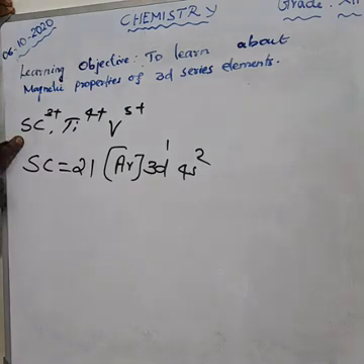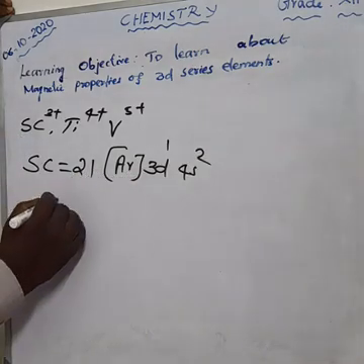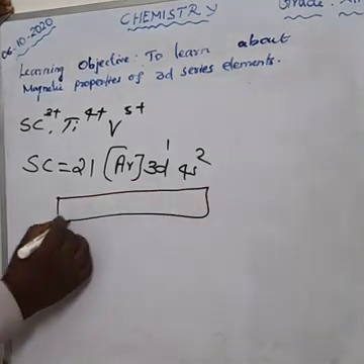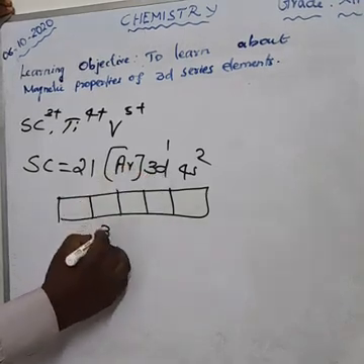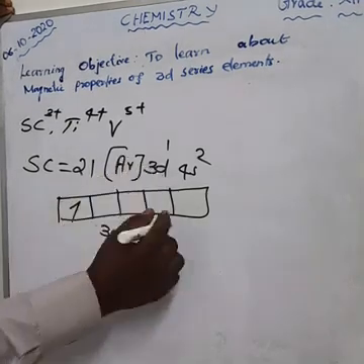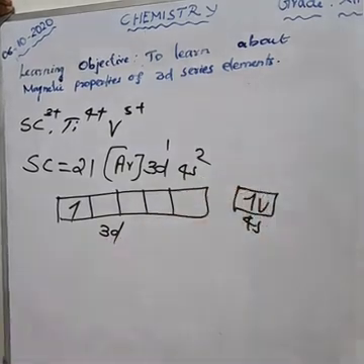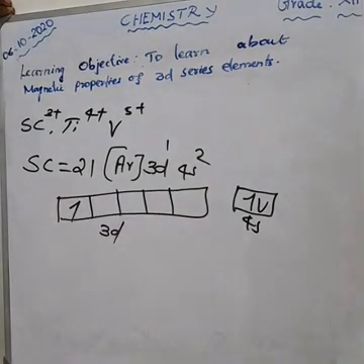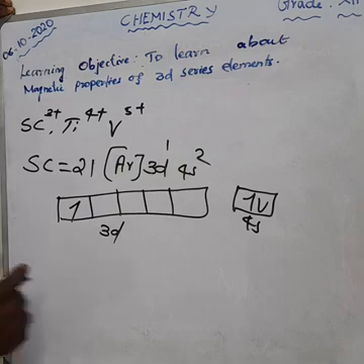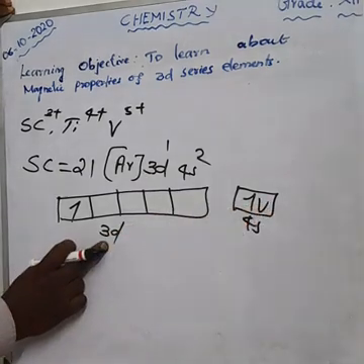Scandium, the electronic configuration we are going to write. First, the 3d subshell: how many electrons are there? 3d, only one electron. About the 4s, how many electrons? 2 electrons. Am I right? Here, scandium 3+ means loss of how many electrons? Loss of 3 electrons. So the 2 electrons in 4s are lost, and from the 3d subshell, the 1 electron is lost.